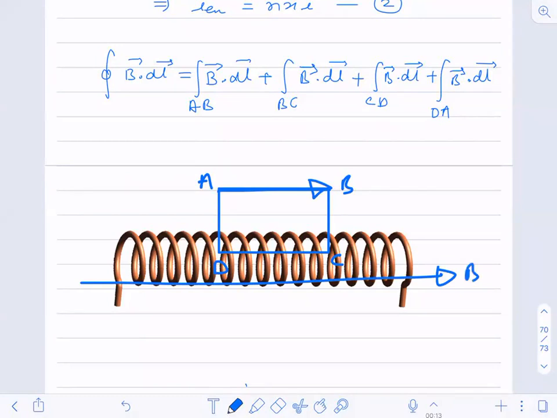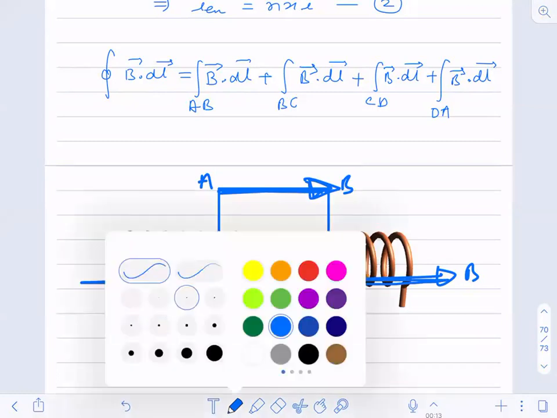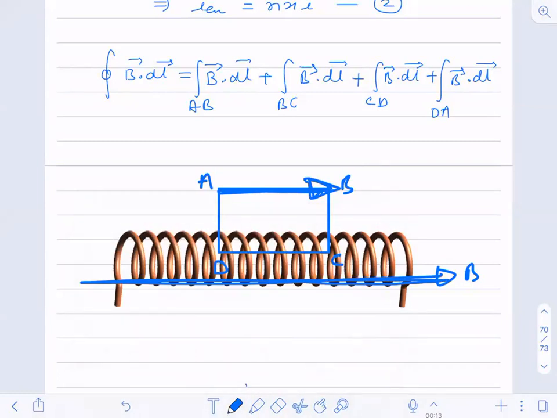Try to understand. This is the AB vector. This is the length of AB. So this is the vector along this. If this is the direction of magnetic field, and this is the direction of the dl vector, what is the angle between them? 0 degree. Good. The angle between them is 0 degree.